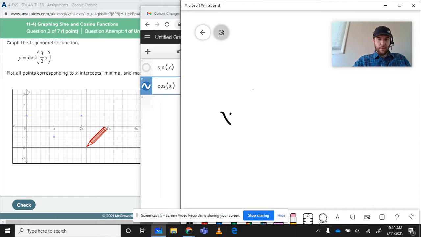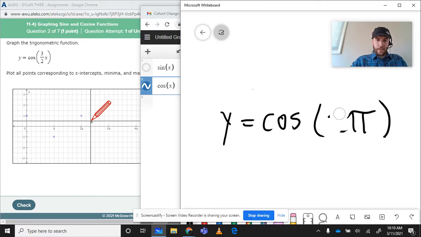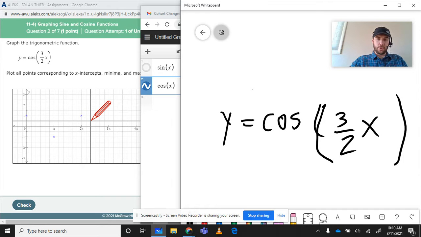So if I can get this equation to say cosine of 2 pi, then I should know where I'm going to be. I'm going to be done with my full cycle. So in this case, we have 3 over 2 x. So if I want this whole thing on the inside to be 2 pi, well then x needs to be, what would it be? 4 pi over 3.